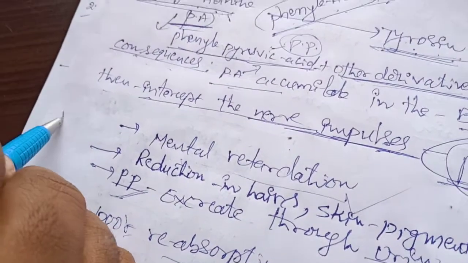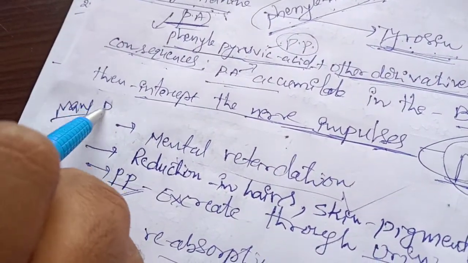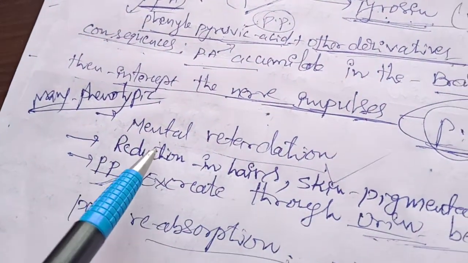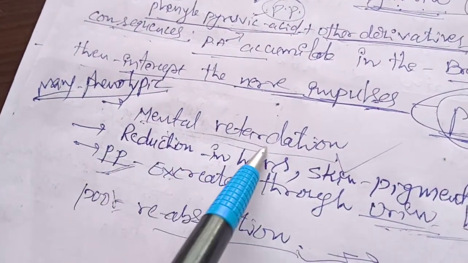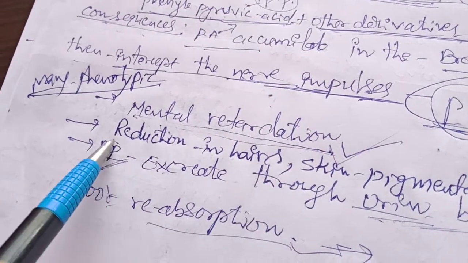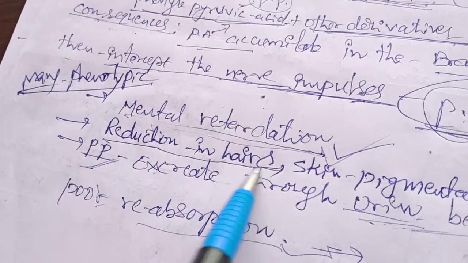Now, many phenotypic characters. What are the many phenotypic characters? One is mental retardation. That is one phenotypic character. The second is reduction in hair.